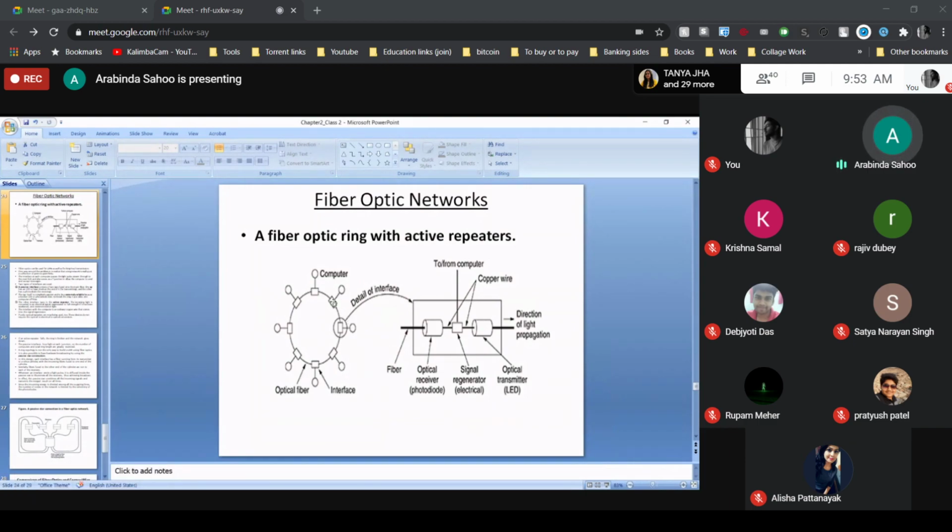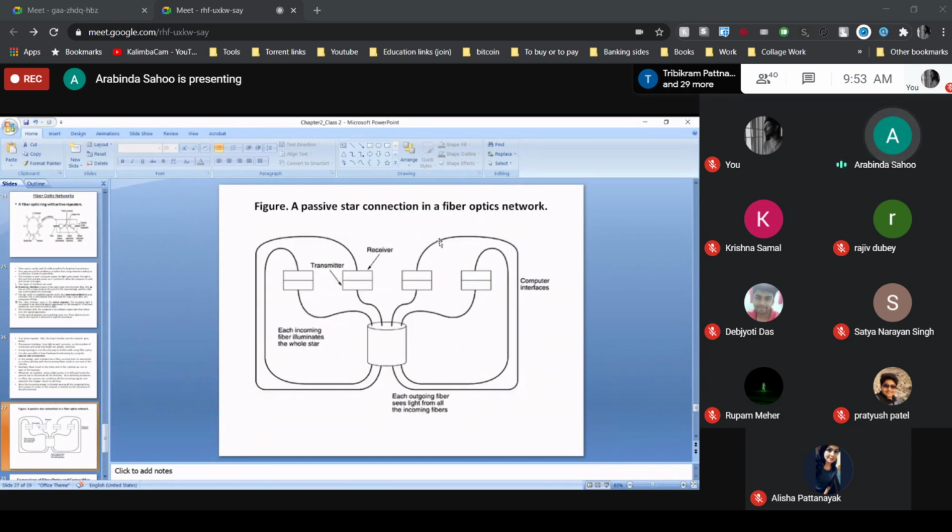To avoid this difficulty, the second type of fiber optic network is normally used, that is known as the passive star connection in a fiber optic network. All of you draw this diagram in your copy. In the next class, we'll discuss in detail this passive star connection.